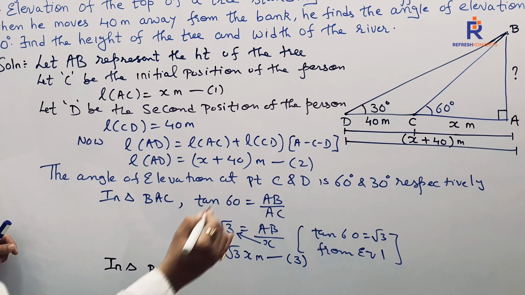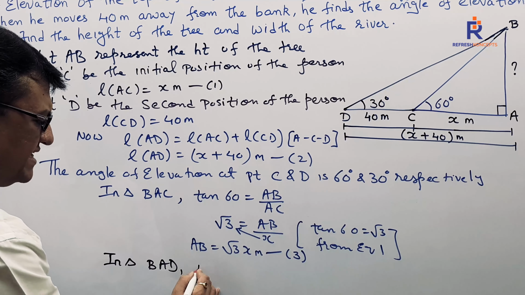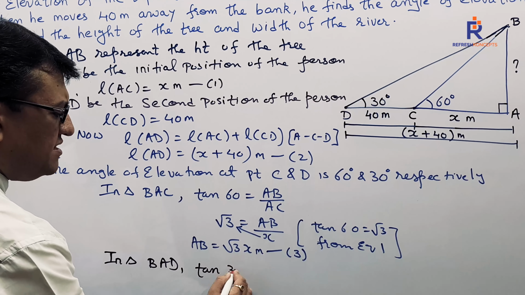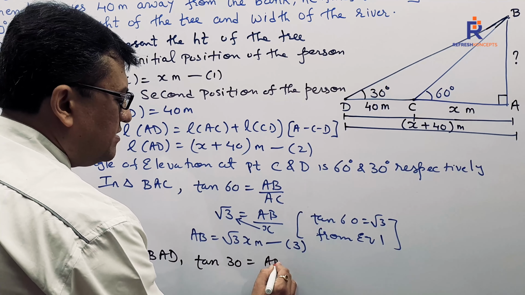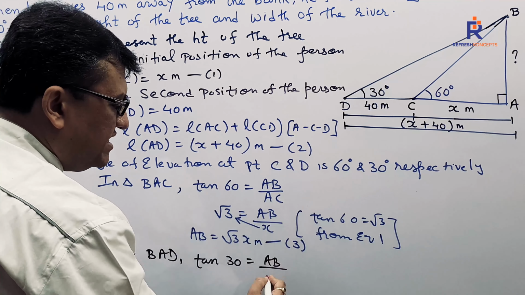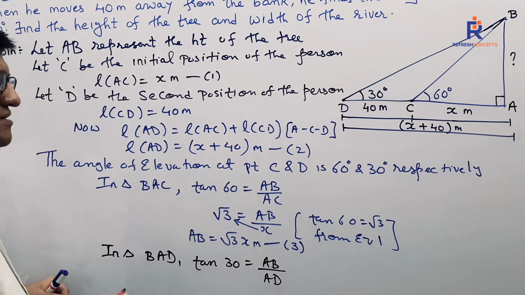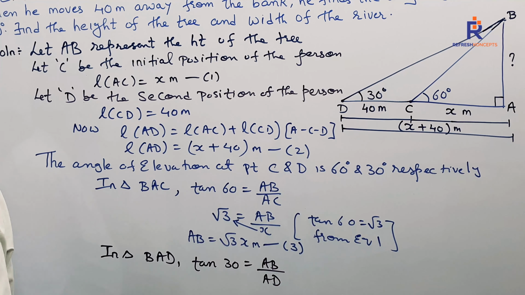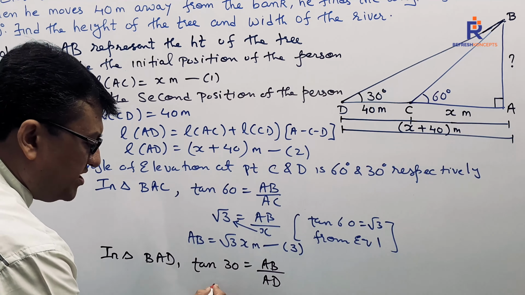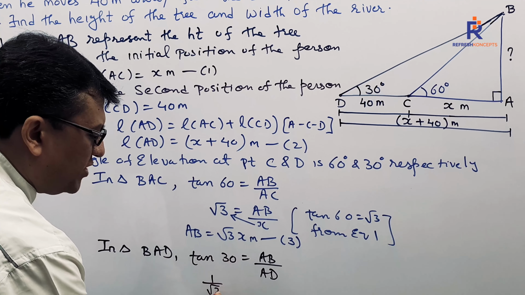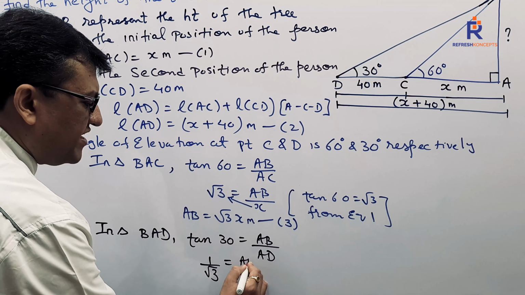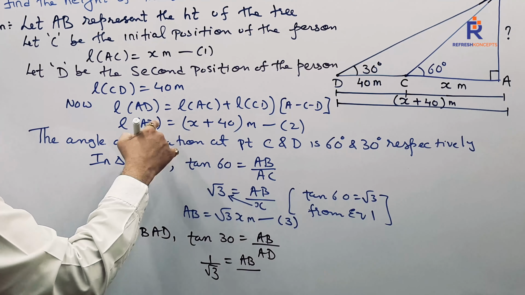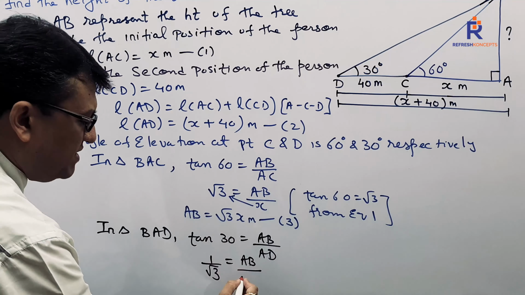BAD. Again, on the same lines, can I say tan 30 this time is AB by AD. What is tan 30, children? Tan 30 is 1 by root 3. AB, we are not aware about. What is AD? We already calculated AD as x plus 40 meter.